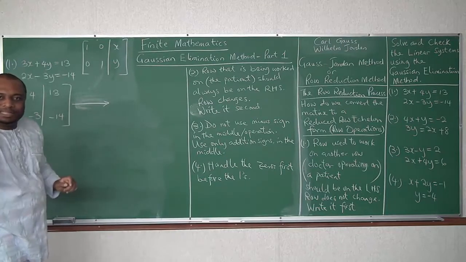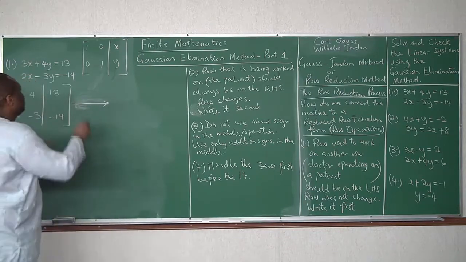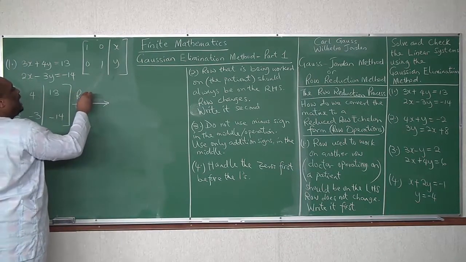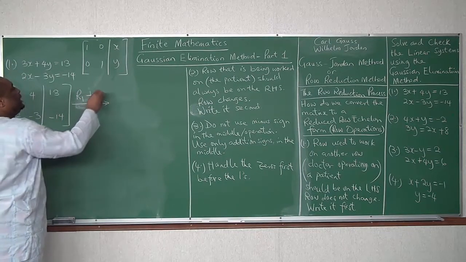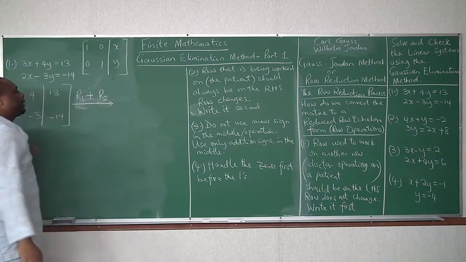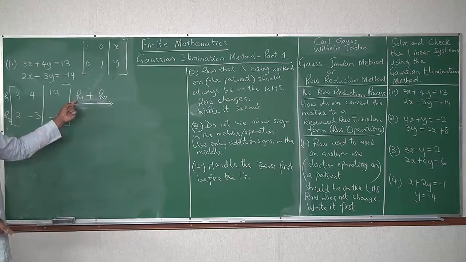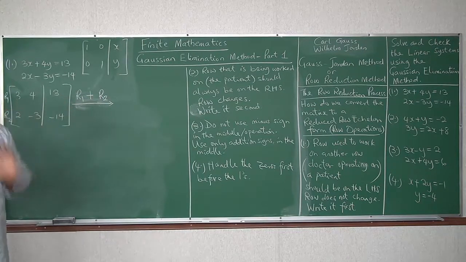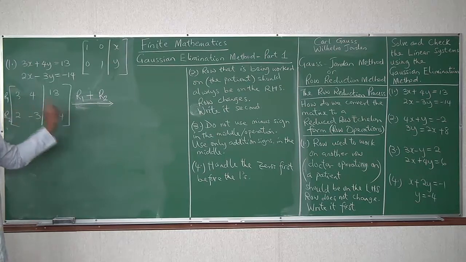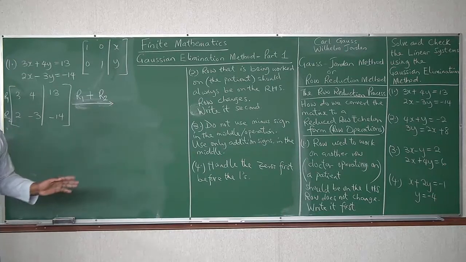We don't want minus in the middle. You're using R1 to operate on R2. So R1 should be on the left hand side, and R2 should be on the right hand side. Always, to avoid confusion. And you don't want minus in the middle. You want the operations to all be positive operations, so you put plus.